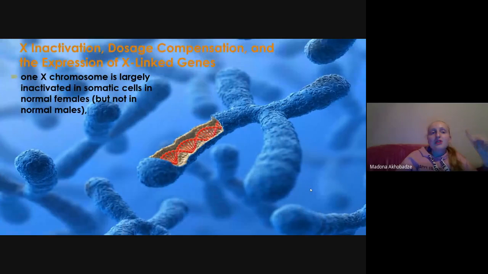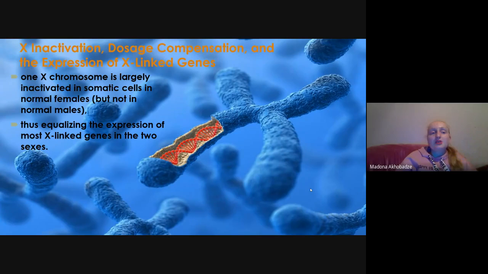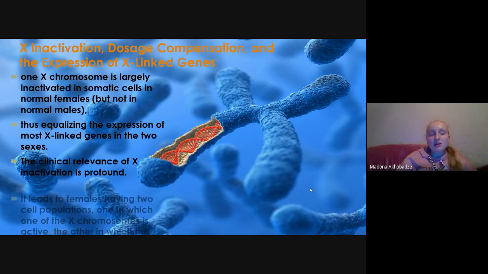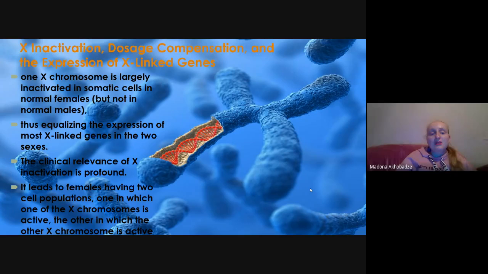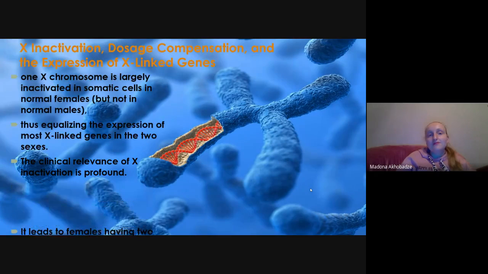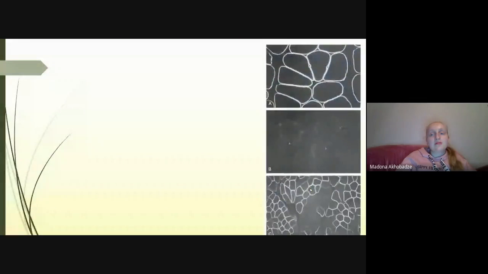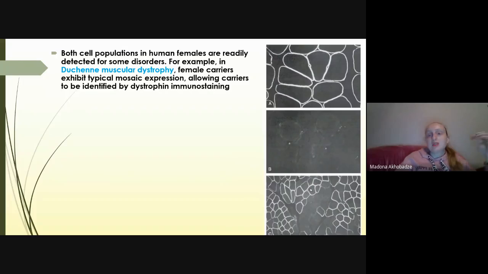One X chromosome is largely inactivated in the somatic cells in normal females, but not in normal males. This equalizes the expression of most X-linked genes in the two genders. The clinical relevance of X inactivation is really profound, and it leads to females having two cell populations, one in which one X chromosome is inactivated, and one in which the other X chromosome is inactivated. Okay, so I will give you an example. For example, this is Duchenne muscular dystrophy.